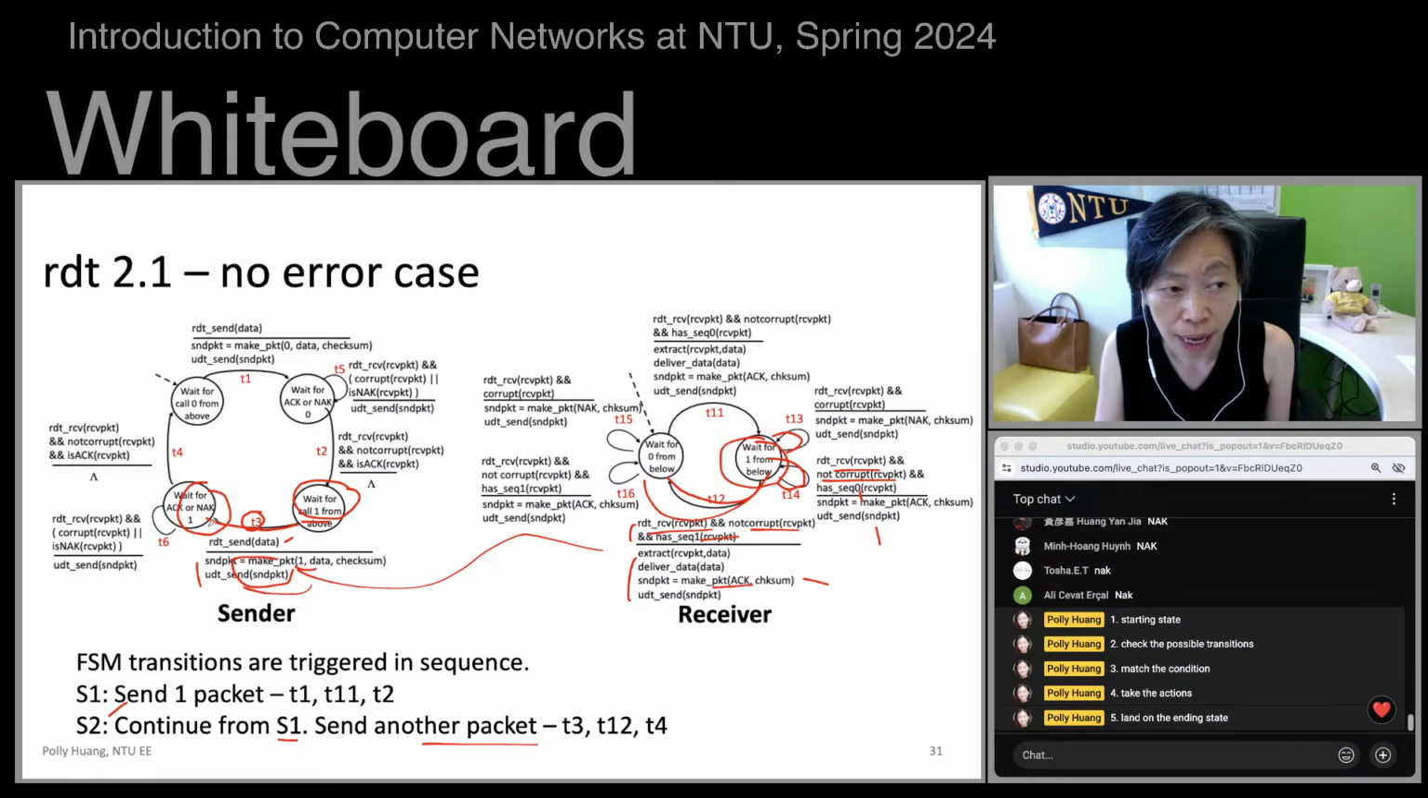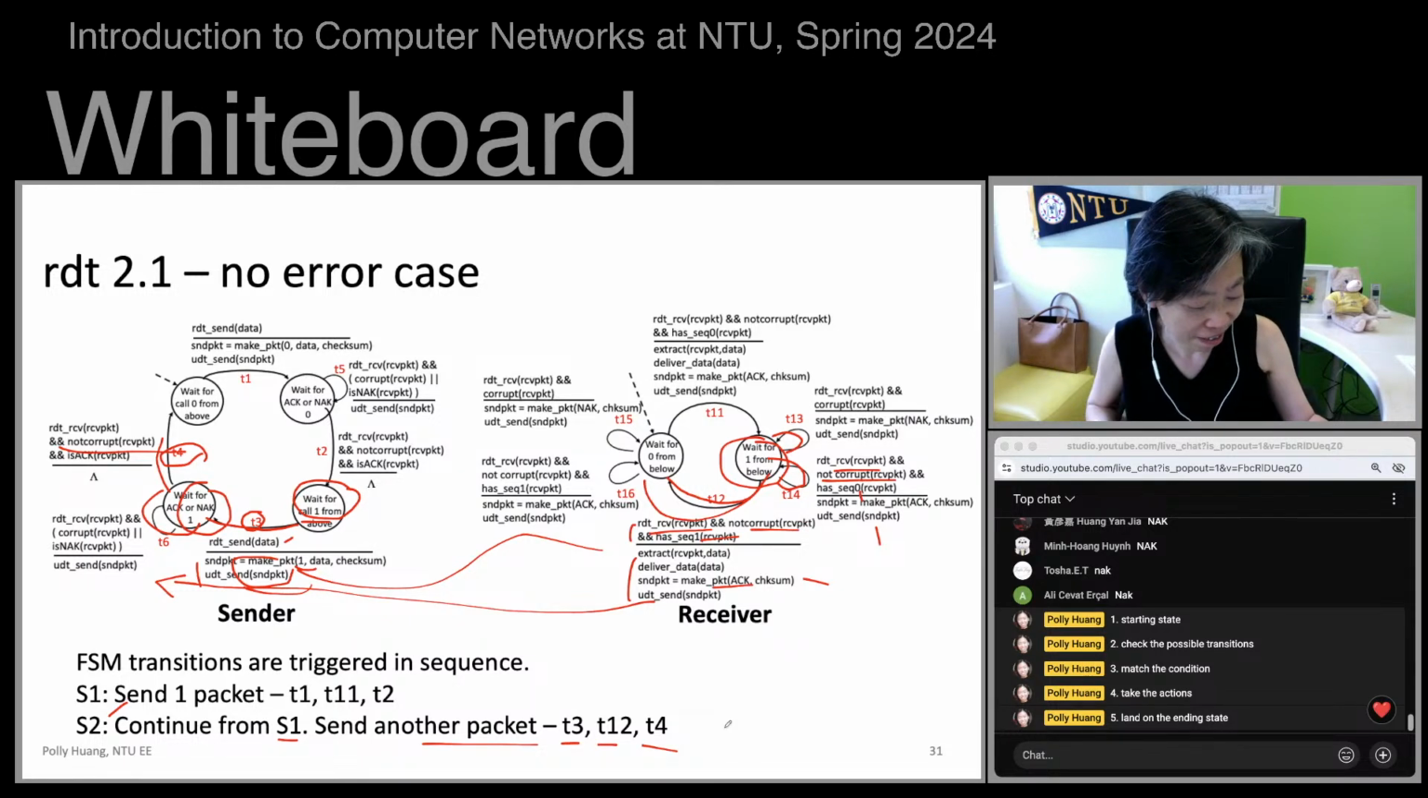When that ACK arrives back at the sender, it's not corrupted, so between this and this transition, we take this transition. So for S2, sending another packet, the 3 transitions will be T3, T12, and T4. And the whole system stabilizes.